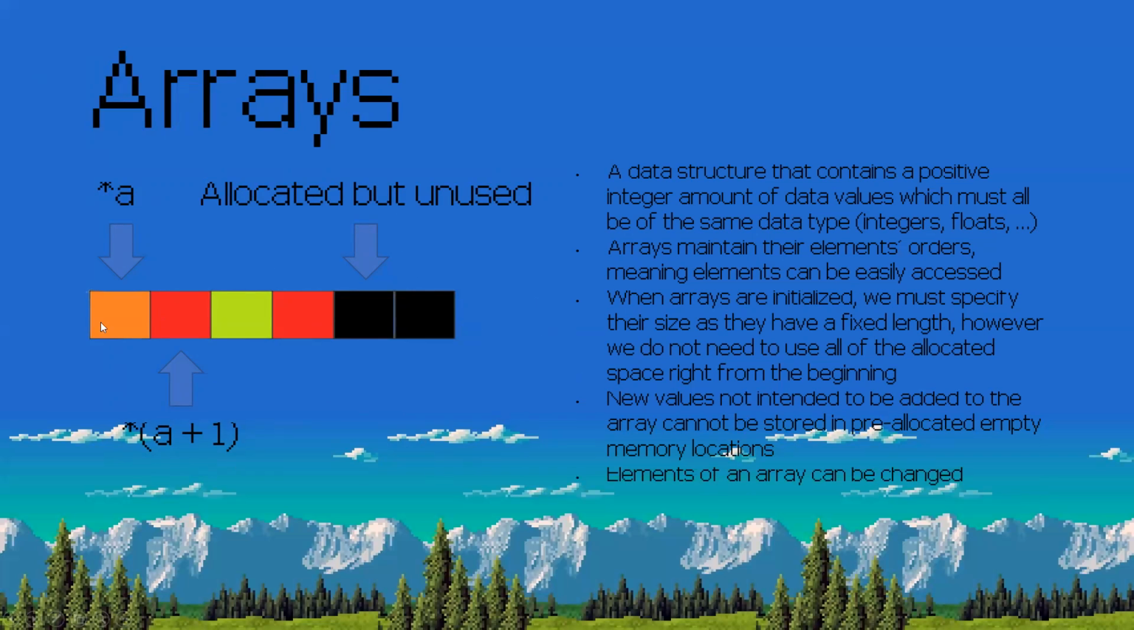Elements of an array can be changed. So if I have this number 1 here, I can change it to 3, or I can change it to 7. I can change it to whatever value I want, as long as it's still an integer, which is the same data type as the first one.